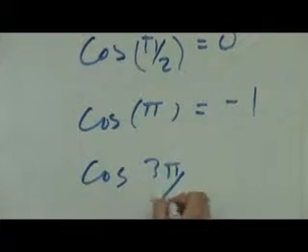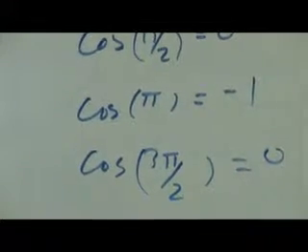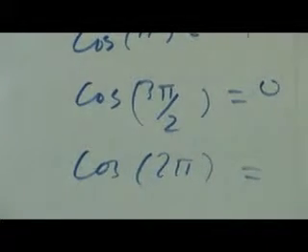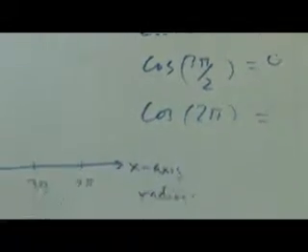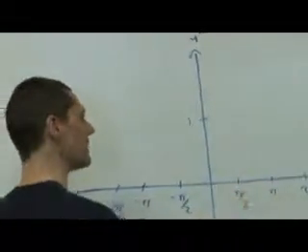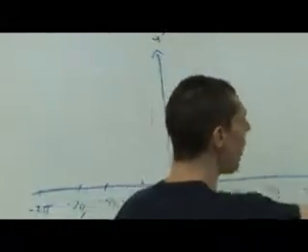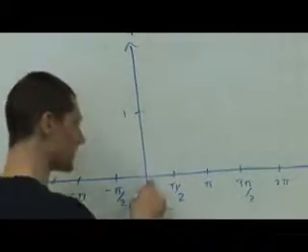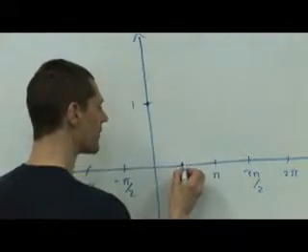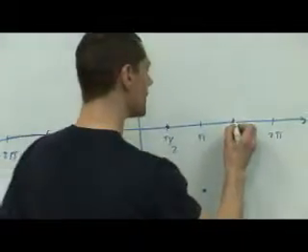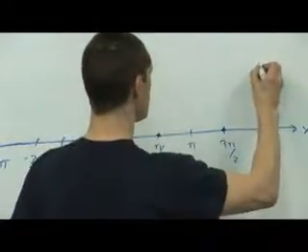Cosine of 3 pi over 2 is equal to 0. And cosine of 2 pi is equal to, well, you probably don't already know that. Cosine and sine are periodic functions with period 2 pi. They repeat as you go around the circle, which I'll demonstrate more. This is also going to be 1. So just from this information, this picture looks like this. At 0, it's 1. At pi over 2, it's 0. At pi, it is negative 1. At 3 pi over 2, it is 0. And at 2 pi, it is 1.